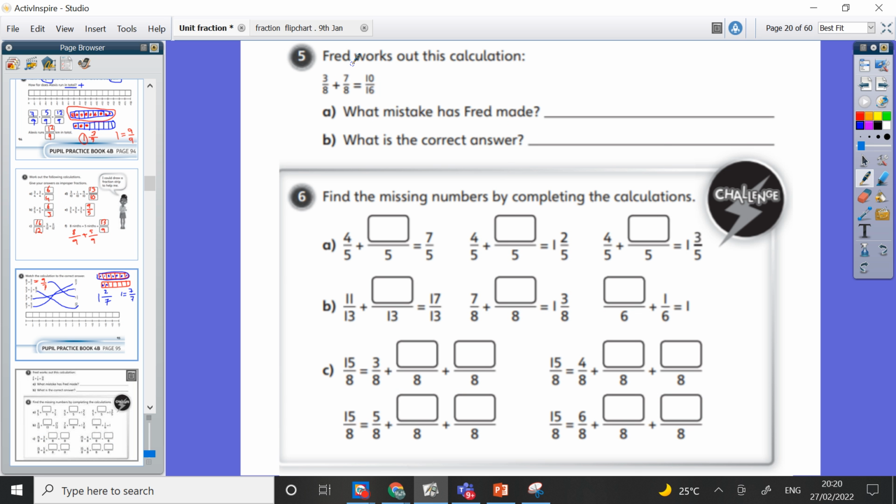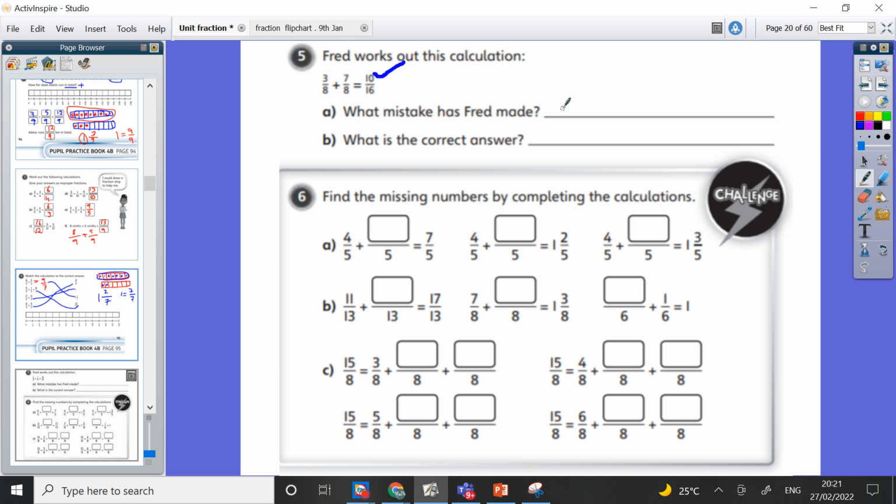In this question, Fred works out this calculation. What mistake has Fred done? You have to see 3 over 8 plus 7 over 8 equals 10 over 16. What mistake is Fred making here? What is the rule of adding fractions? We only add the numerators. 3 plus 7 is 10, correct? But he added the denominators as well, which is against the rule.